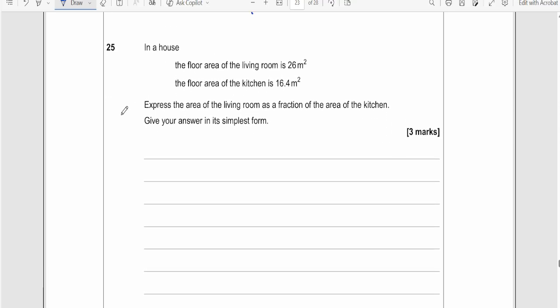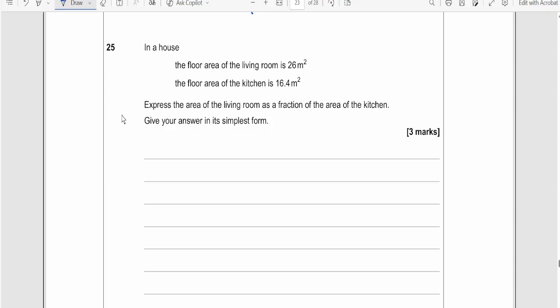Okay, let's do question 25. Read the question. In our house, the floor area of the living room is 26 meters square. The floor area of the kitchen is 16.4 meters square. Express the area of the living room as a fraction of the area of the kitchen. Give your answer in its simplest form.